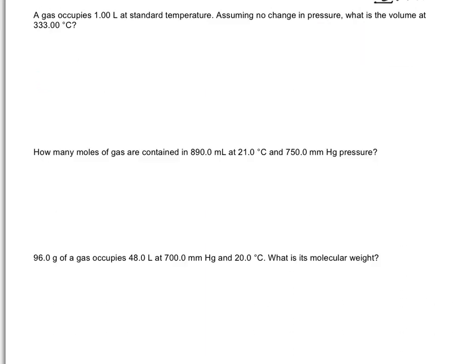This next problem is somewhat similar to the last one in that some things are constant. So let's read the question first. A gas occupies 1 liter at standard temperature. Assuming no change in pressure, what is the volume if the temperature is increased to 333 degrees Celsius? So let's see what we know. What we know is that standard temperature is 273.15 Kelvin.